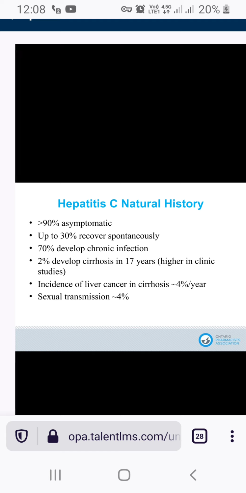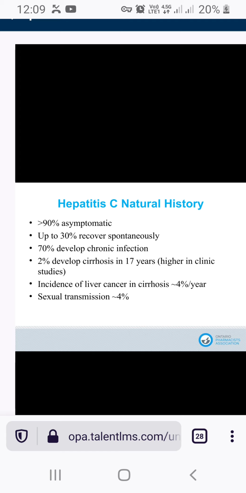History of hepatitis C. 90% of people who have it don't know they have it or don't have any symptoms. 30% of people will then build up an antibody to the hepatitis C and recover spontaneously. That's up to 30%. Usually I read somewhere between 10 and 30%. 70% of people, though, do develop a chronic infection. 2% of those develop cirrhosis, which may not sound like a high number, but when you have enough patients, that is a significant amount. And of those cirrhotics, liver cancer happens at about 4% a year.